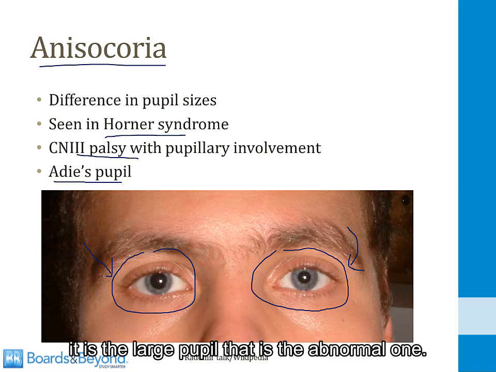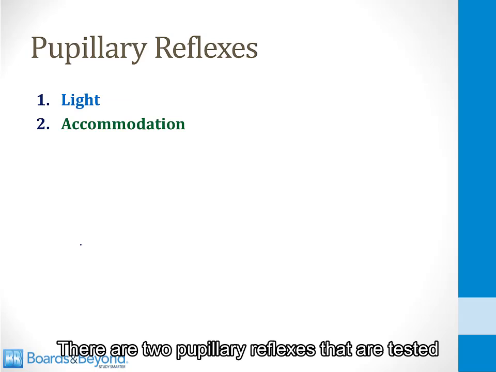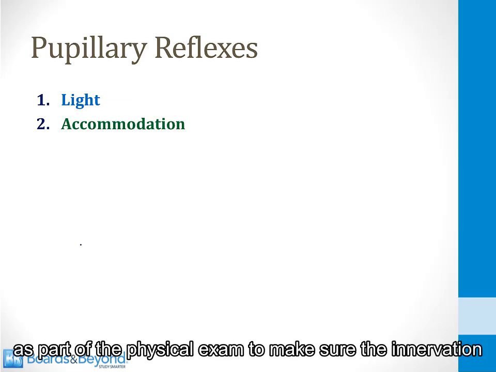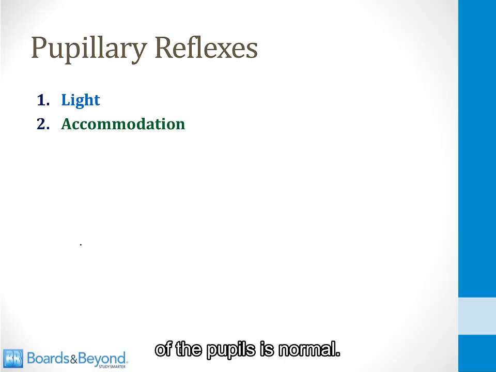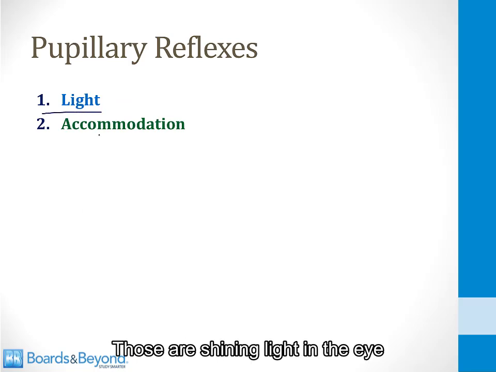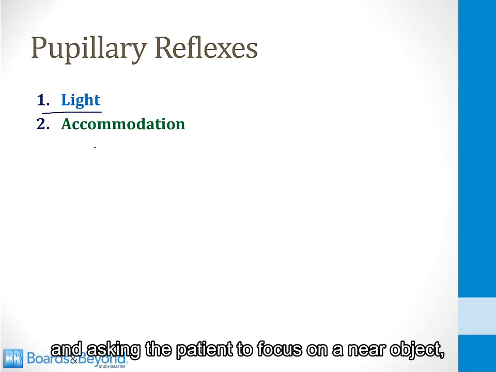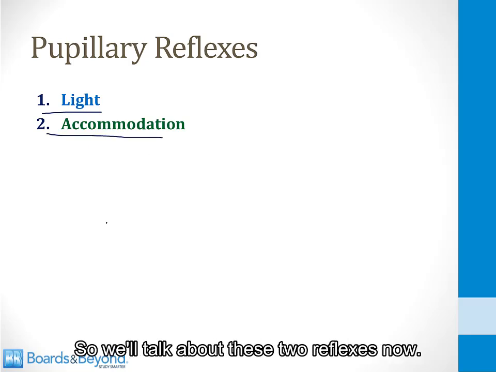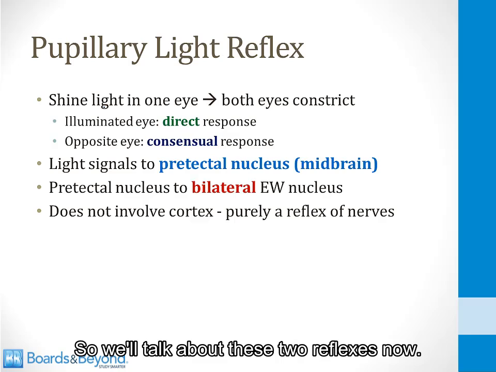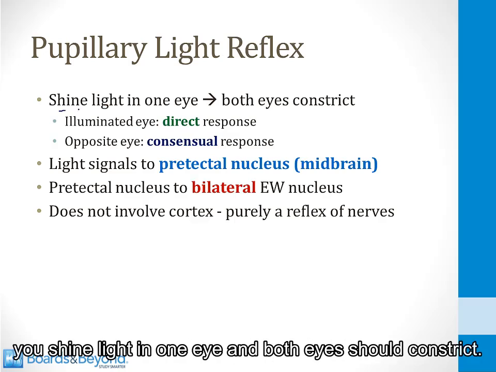There are two pupillary reflexes that are tested as part of the physical exam to make sure the innervation of the pupils is normal. Those are shining light in the eye and asking the patient to focus on a near object, which is called accommodation. So we'll talk about these two reflexes now. To test the pupillary light reflex, you shine light in one eye and both eyes should constrict.